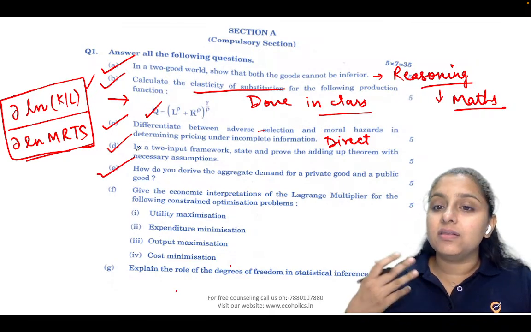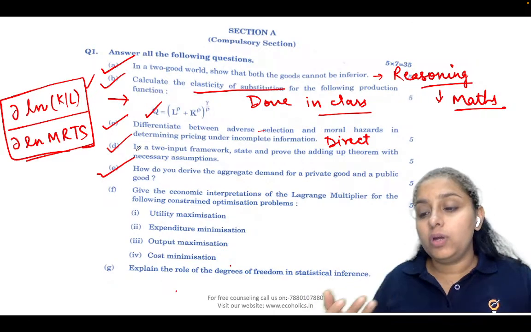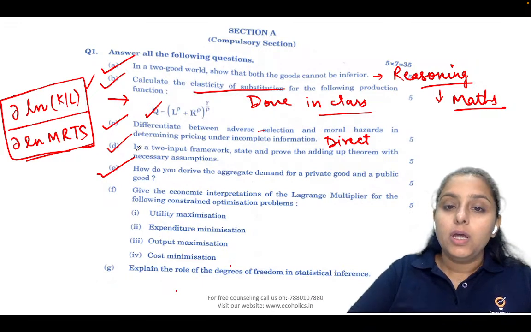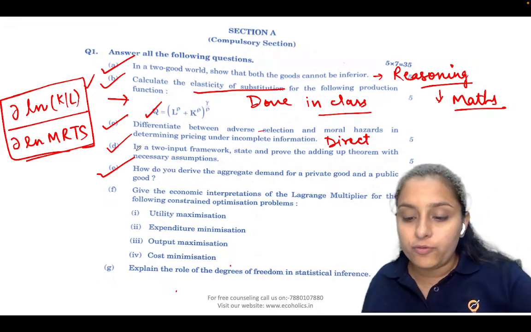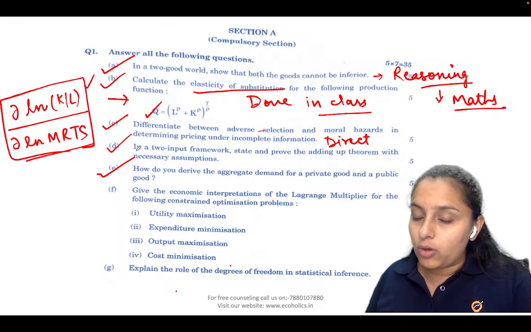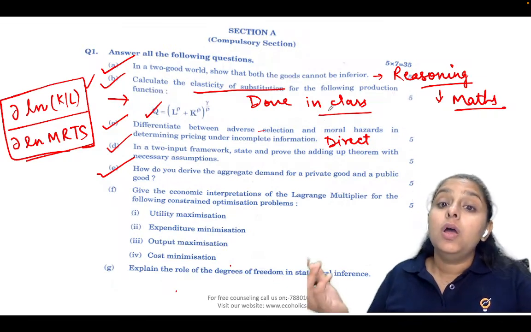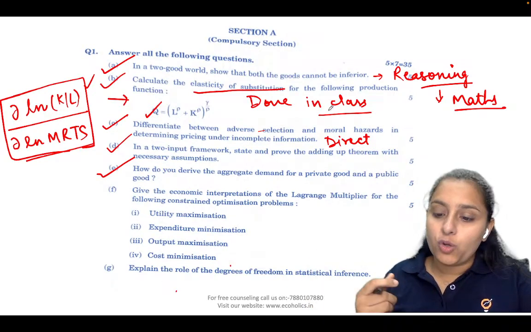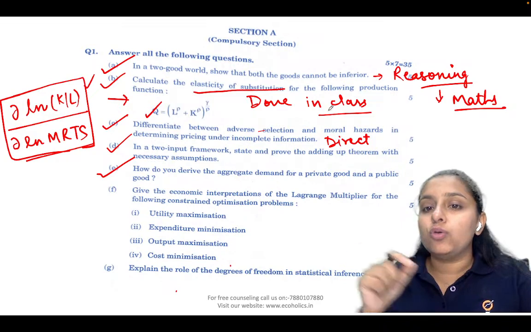Again, a very direct and static question. How do you derive it? How do you do it? So we know that aggregate demand for a private good is derived by horizontal summation, whereas for a public good, it is done by vertical summation. Now we just had to write this.